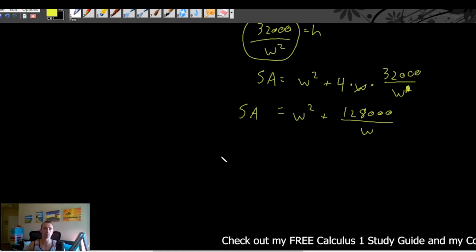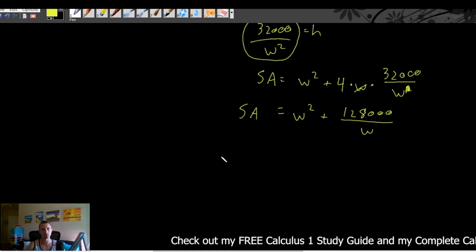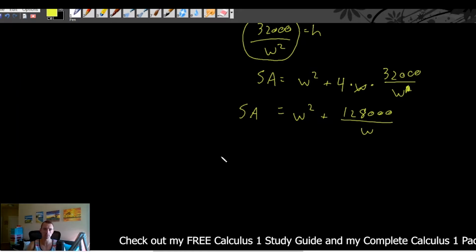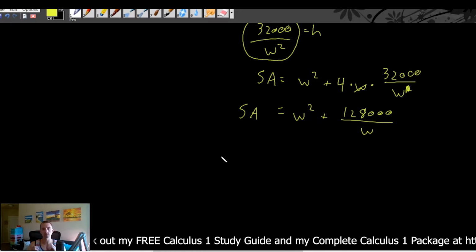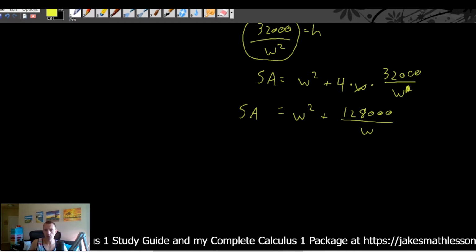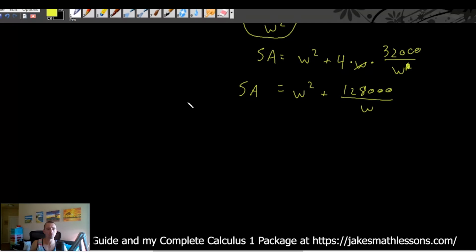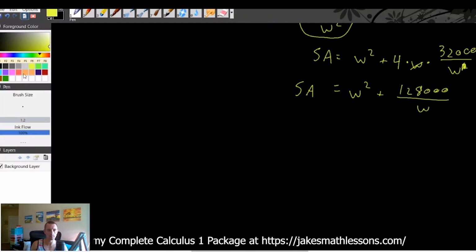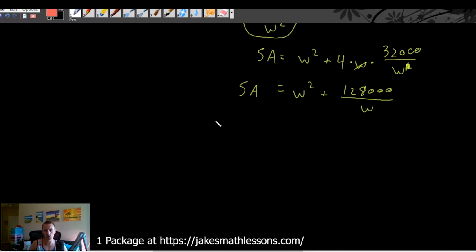And now look what we have. We have an equation for our surface area, which is the thing that we're trying to minimize. And we have it just in terms of W. It's a single variable equation at this point. So now once we've done that, we can move on to finding the actual absolute minimum of this equation. So to find the absolute minimum of an equation, first we need to find its derivative.